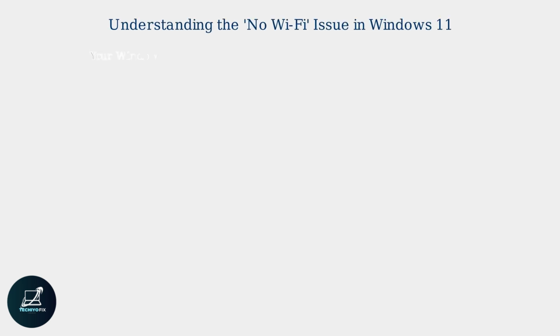Let's address why your Windows 11 PC might only be showing an Ethernet connection and no Wi-Fi option. There are a few common causes for this problem. First, the Wi-Fi adapter might be disabled either in the BIOS UEFI settings or within Windows itself.